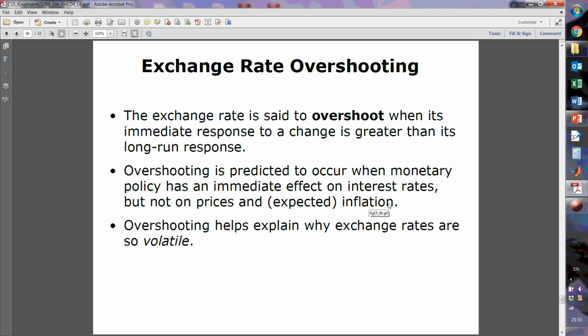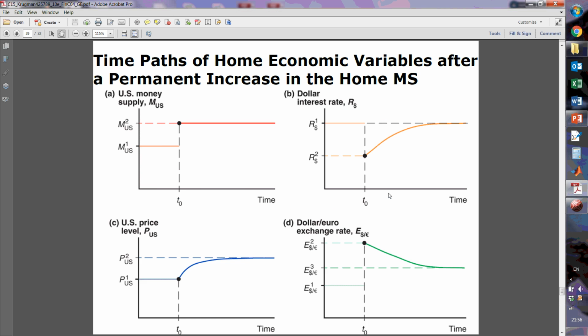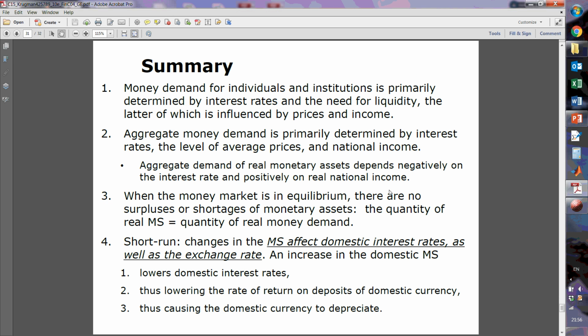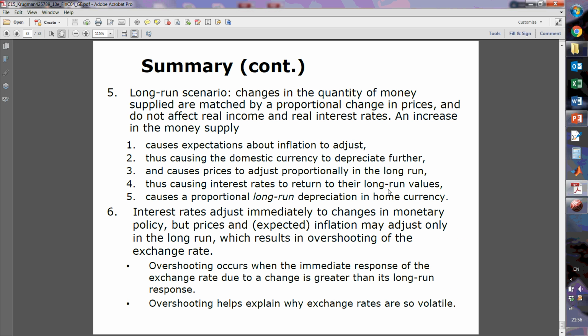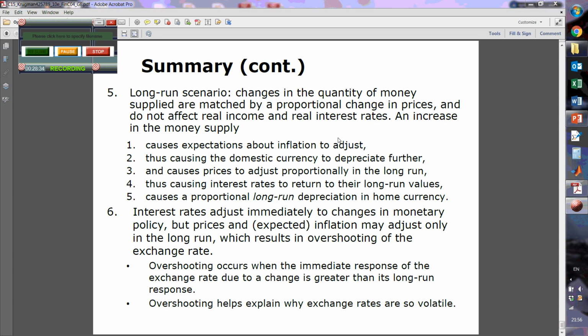And that gives us this response, in our very simple graphical model of the nominal exchange rate, which we can call overshooting. And I explained why that overshooting occurs. Okay, and that's basically it for this chapter. There's a whole bunch of other things, and you can read the summary obviously, but see how that goes.